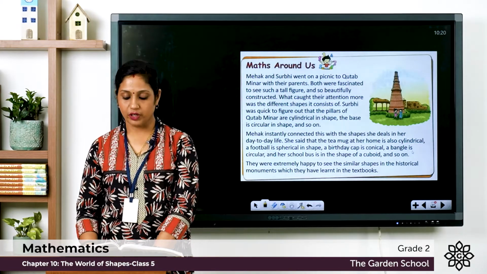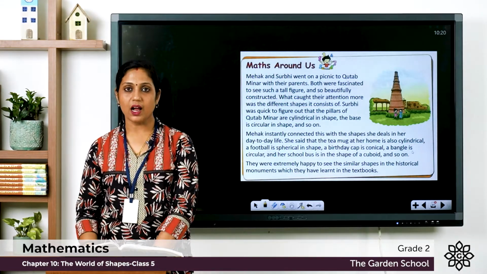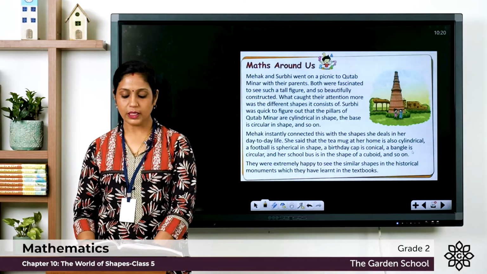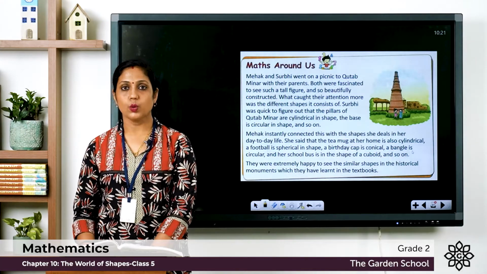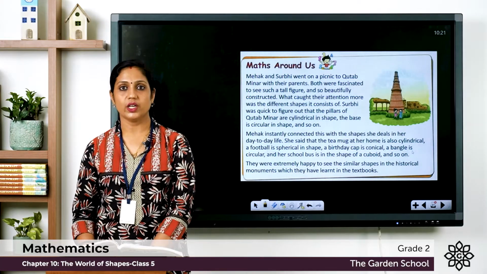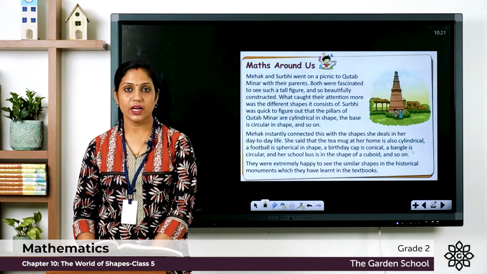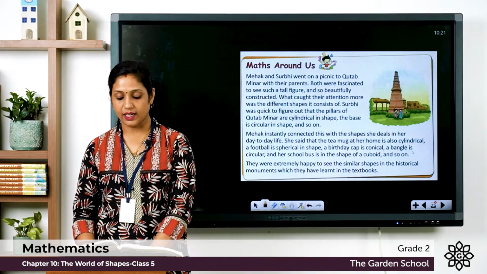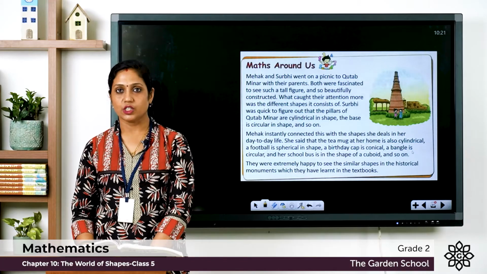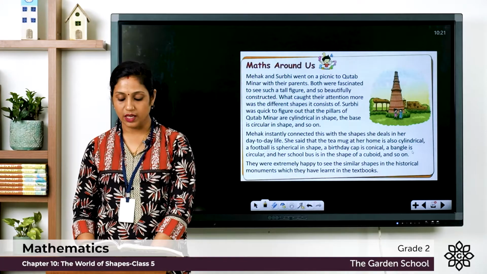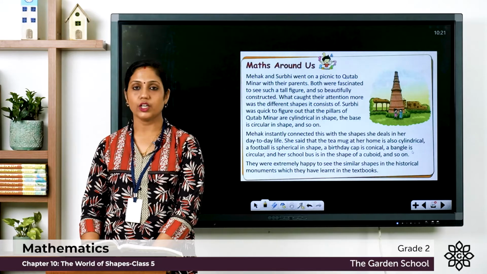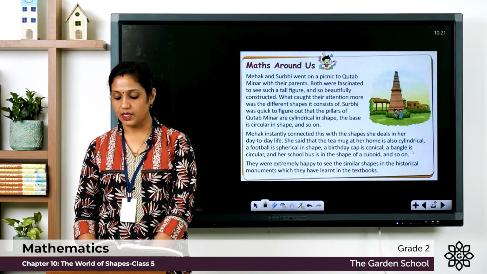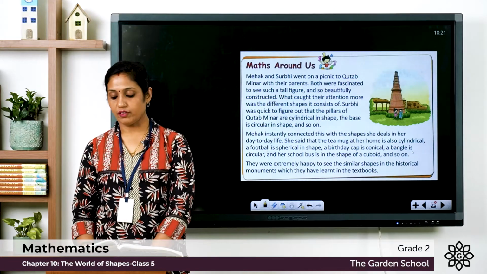Surbhi was quick to figure out that the pillars of Qutub Minar are cylindrical in shape, the base is circular in shape, and so on. Mehak instantly connected this with the shapes she deals in her day-to-day life. She said that the tea mug at her home is also cylindrical. A football is spherical in shape. A birthday cap is conical. A bangle is circular. And her school bus is in the shape of a cuboid, and so on. They were extremely happy to see the similar shapes in the historical monuments which they have learnt in their textbooks.